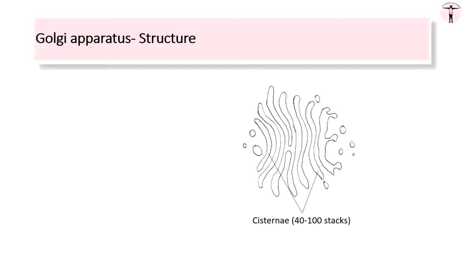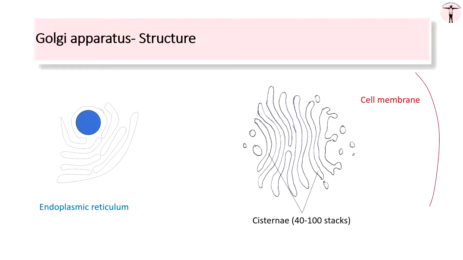A mammalian cell typically contains 40 to 100 stacks of cisternae. Between 4 and 8 cisternae are usually present in a stack. The apparatus is present in most of the cells but is prominent in secretory cells where it intervenes between the rough endoplasmic reticulum and the cell membrane. These cisternae originate from vesicular clusters that bud off the endoplasmic reticulum.